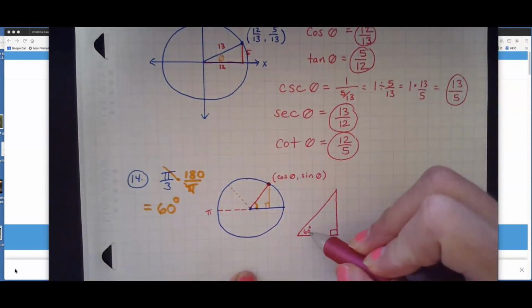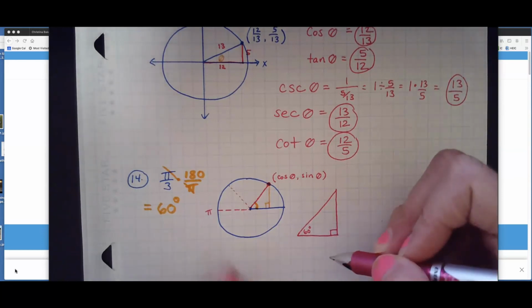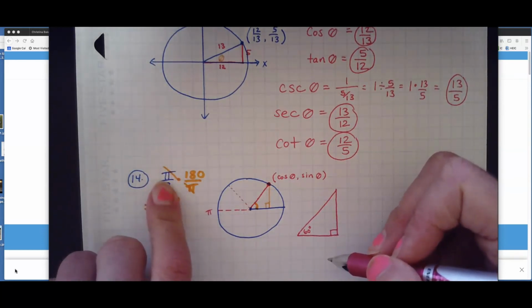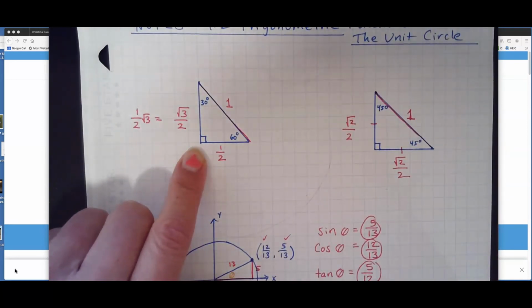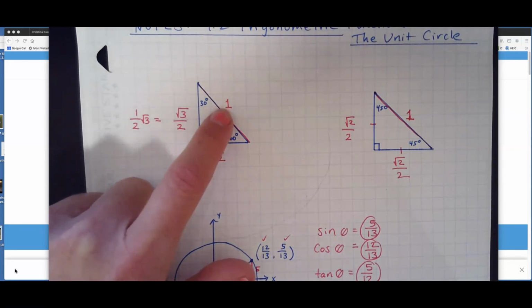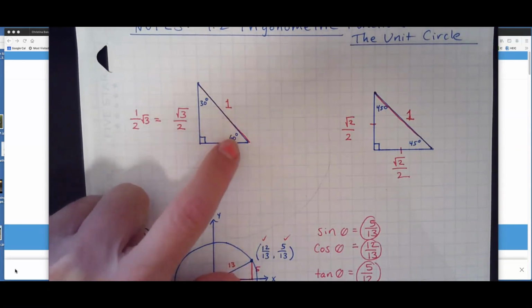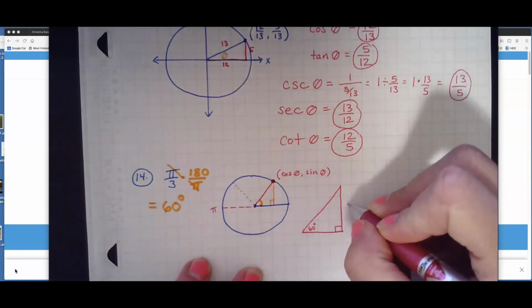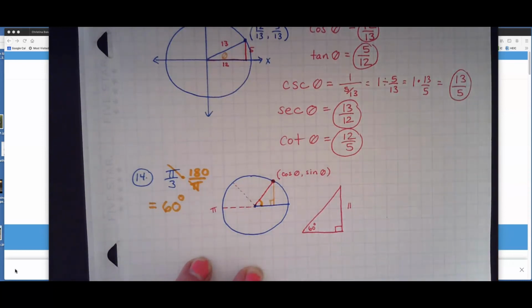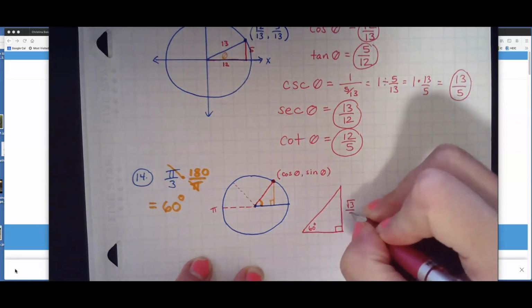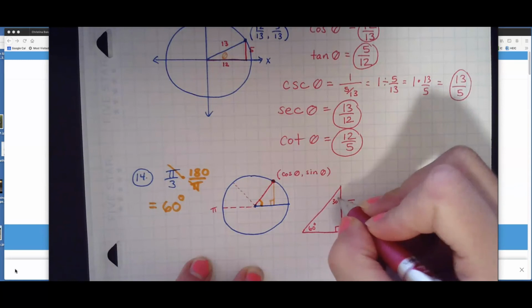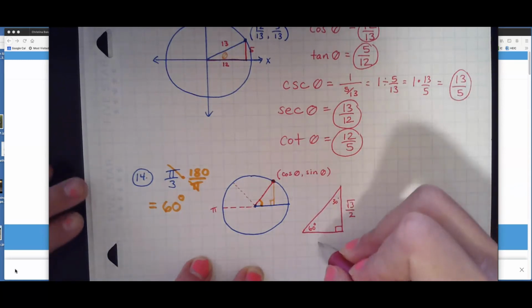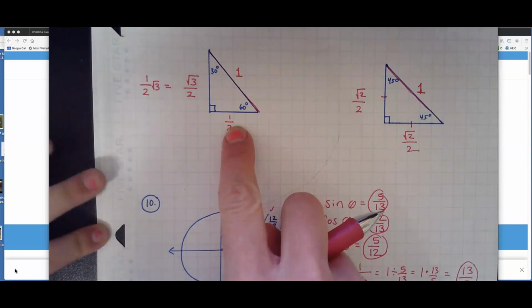Okay, if that's my 60-degree angle, I got that because the radians were pi over 3. Then I need to go back to my little formula up here. The radius is 1. The side opposite the 60 is going to be root 3 over 2. Let me go back and fix that. I wrote it wrong; that's really root 3 over 2. This would be the 30-degree angle by default, so from our notes up here, that is going to be 1/2.